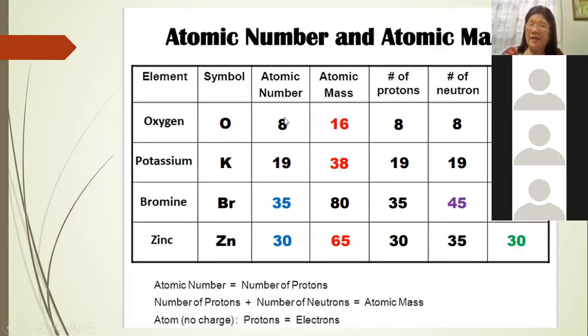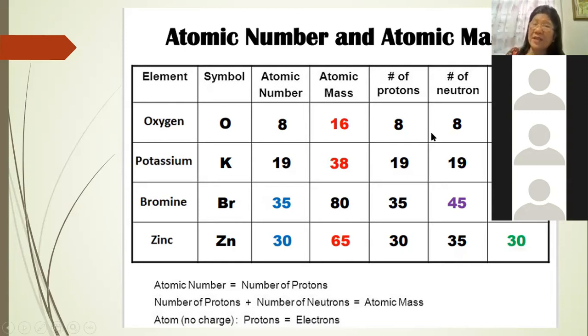Looking into oxygen, what is the atomic number of oxygen? It is 8. Down below the oxygen, you can see the atomic mass or the mass number, they are the same. If the atomic number is 8 and your atomic mass is 16, what will be the number of protons? As I have said, whatever the atomic number is will be equal to the number of protons. So it's 8. The number of electrons, it's still 8.